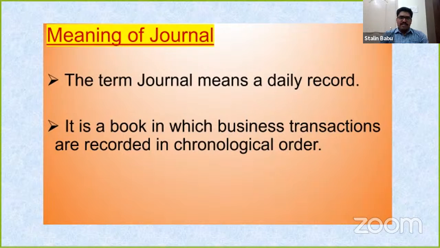For example, if you take the transactions in the month of January, first we record the day one transaction, that means January 1. Next January 2, the third day, the fourth day, the fifth day, like that. In this way, we record the business transactions in the journal. It is the most important book.